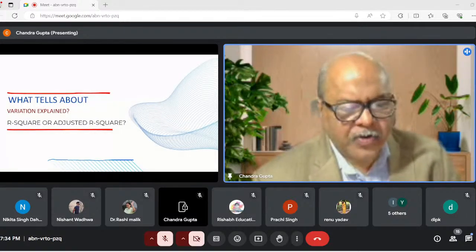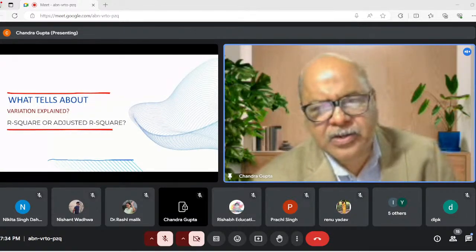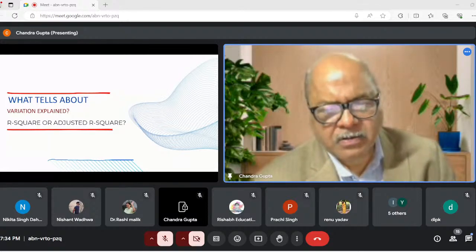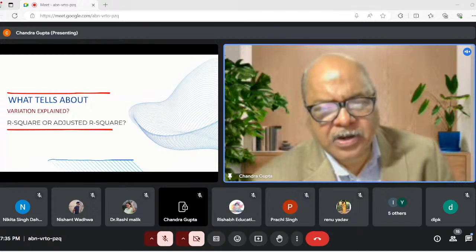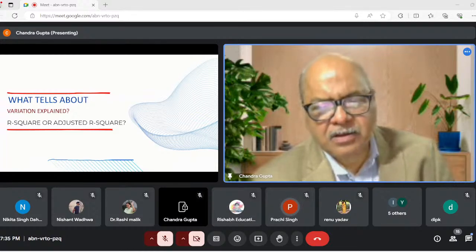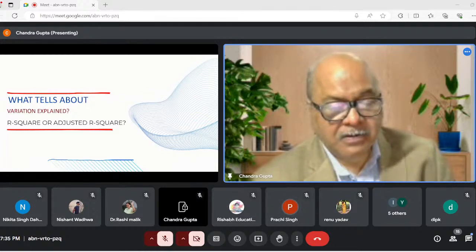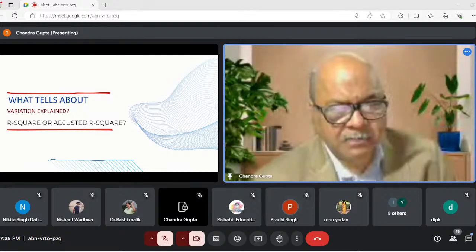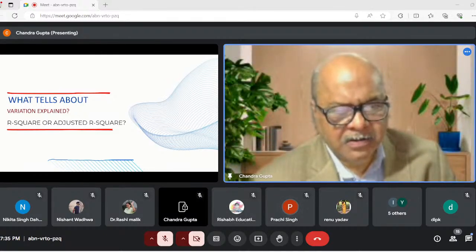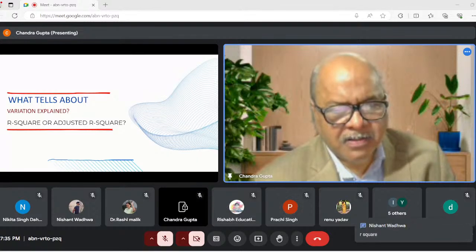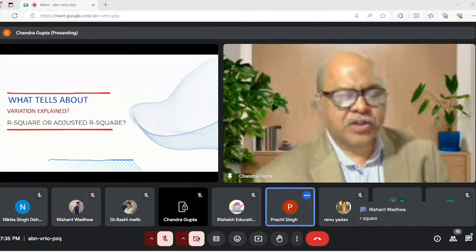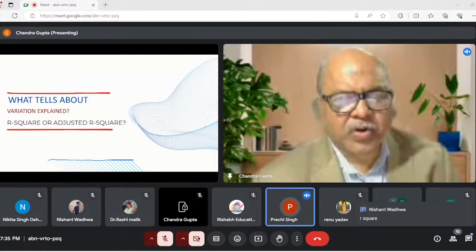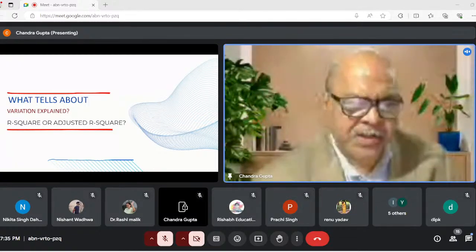What else about variation explained? R square or adjusted R square? Quick. R square. R square tells us the proportion of the variation explained.